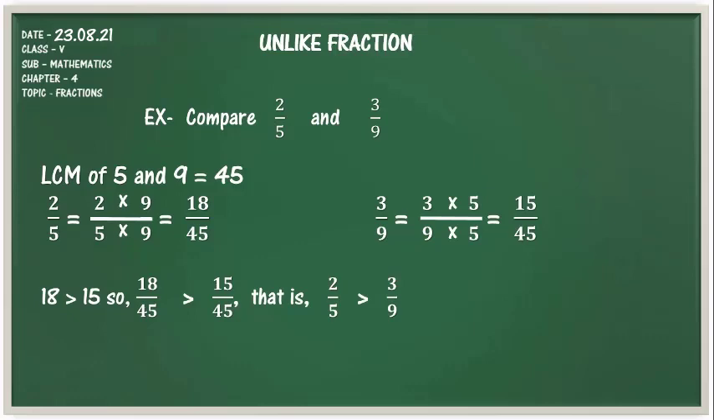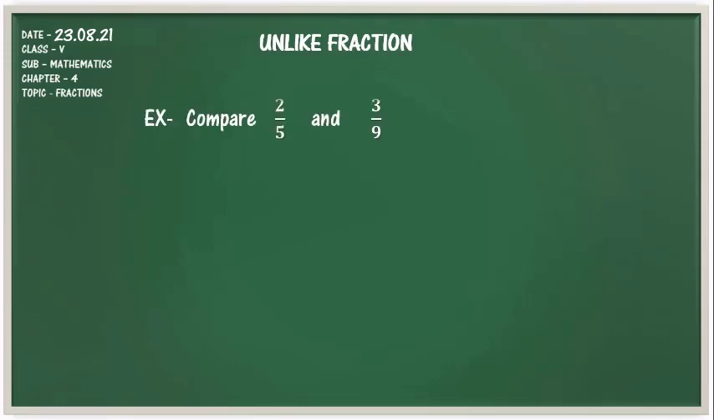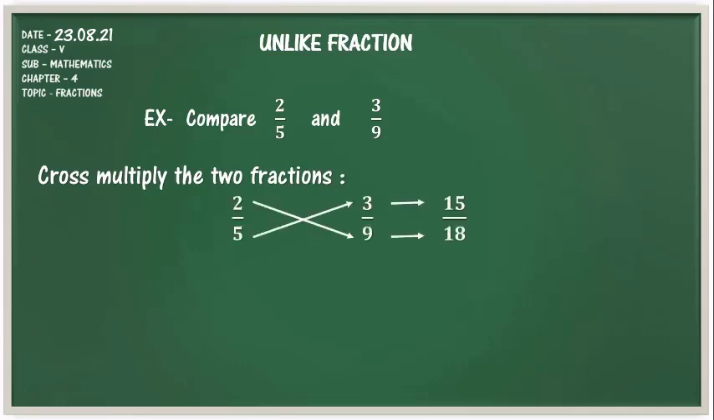We can compare unlike fractions by one more method, which is the cross multiplication method. Let's see an example. Let's compare the same fractions. So here we will start cross multiplying the two fractions. When we cross multiply, we multiply the numerator of the first fraction with the denominator of the second fraction, and the denominator of the first fraction with the numerator of the second fraction.